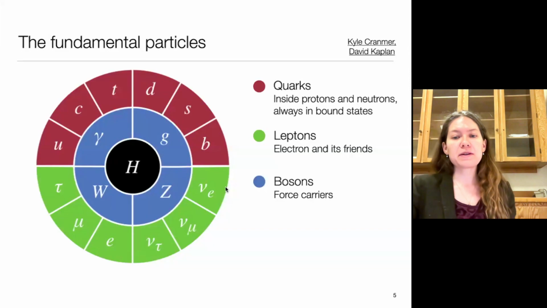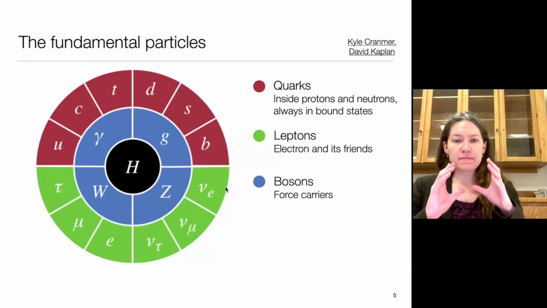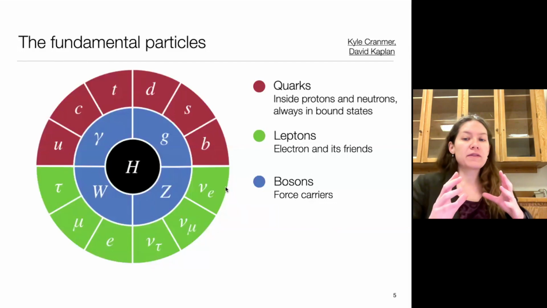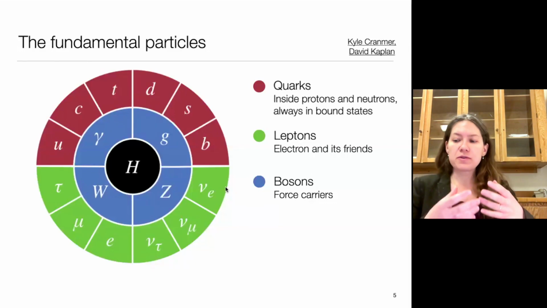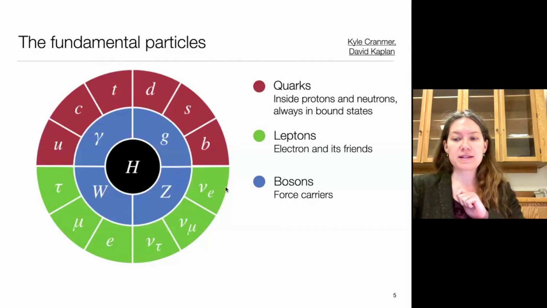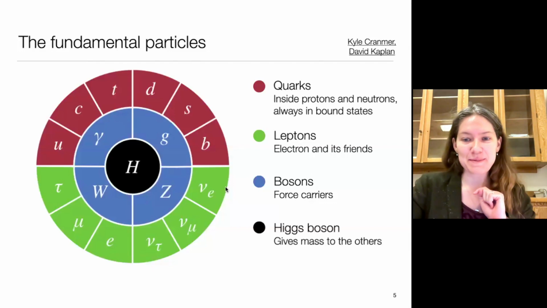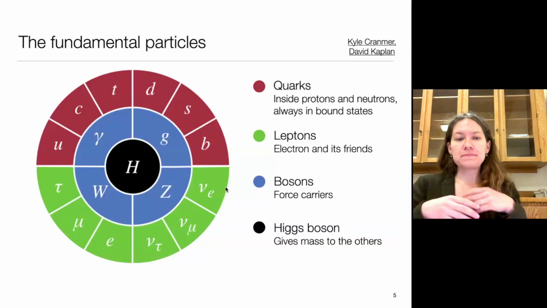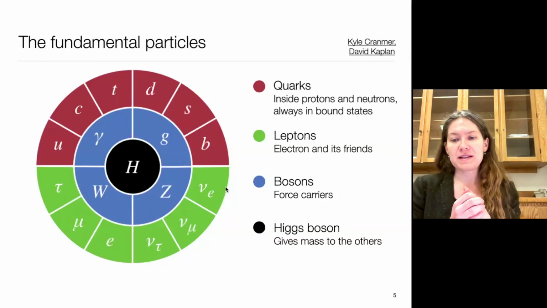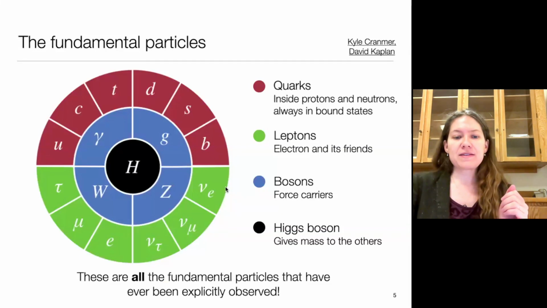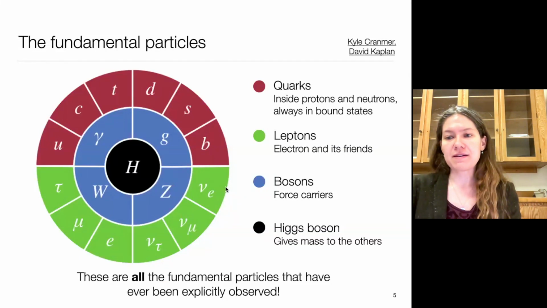Now, what we have here in blue, these are called bosons. This is a special kind of particle because they mediate the interactions between all of the other particles. We refer to them as force carriers because all of the fundamental forces have a boson associated with them that translates that force, except gravity, which we will also talk about. And finally, in black, this is the Higgs boson. This was discovered at CERN in 2012. It is the last missing piece of the standard model that was predicted and then observed, and it gives mass to the other particles. So these 17 together, these are all the fundamental particles that have ever been observed in the lab.